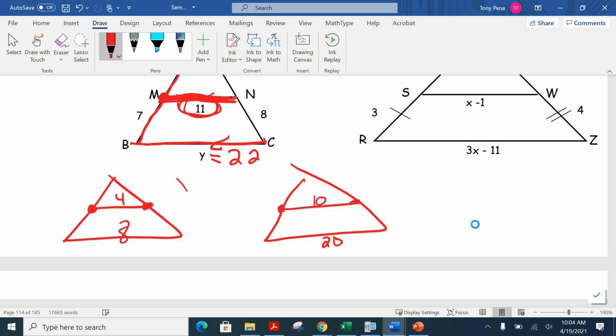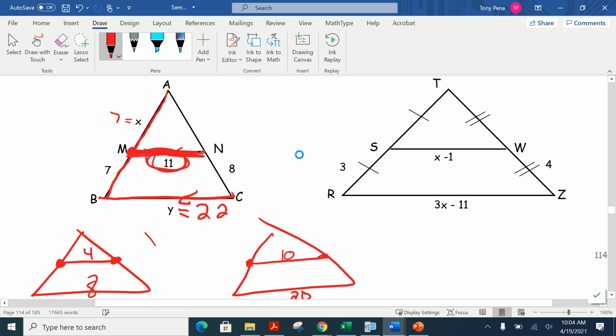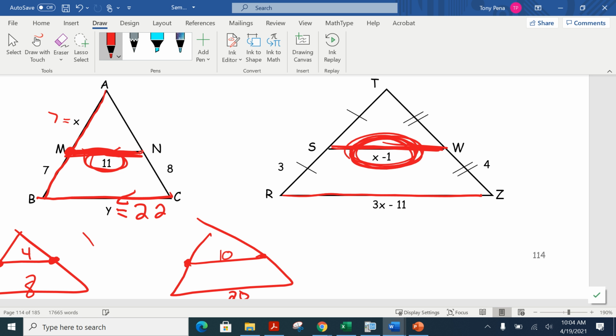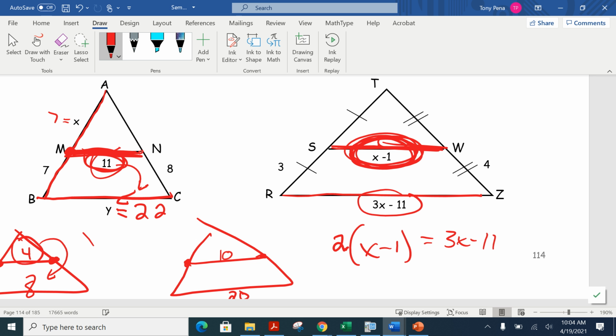All right, now the next one, we're going to run out of time. It's just some variables here. So actually, let's set this up. I told you about the homework already anyway. Isn't this one half of this side? So doesn't it take two of these to equal this? So I'm going to take that x minus a 1. I need two of those, right? Doesn't it take two 11s to make a 22? It makes two 4s to make an 8. So it would take two of these to make it equal to the 3x minus an 11. And then you just have a quick little simple equation that you can solve.